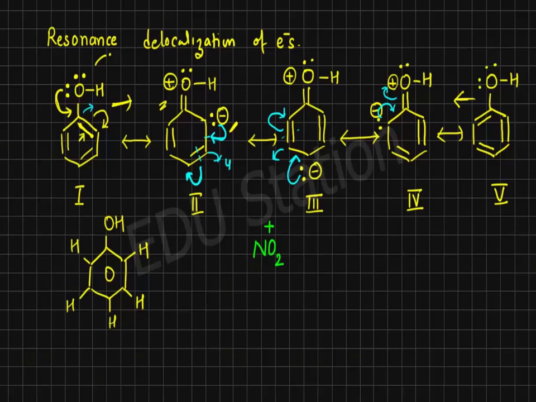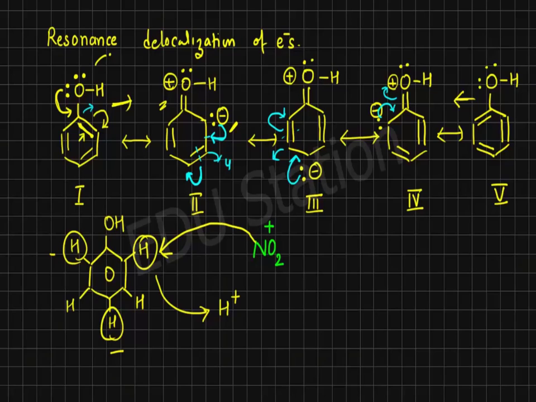Now, in phenol, where do you see negative charge among these hydrogens? First, in structure 2, it is at ortho, this point. In structure 3, it is at para. In structure 4, the negative is again at ortho. So, these are negative points of phenol. NO2 plus attacks at these points and replaces H plus. So, you must understand positive replaces positive, which is electrophilic substitution, but positive will always attack on a negative site.